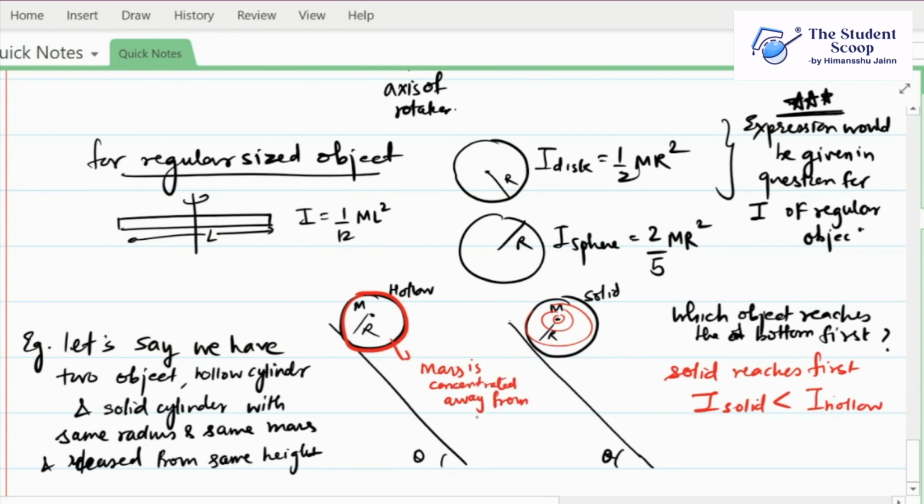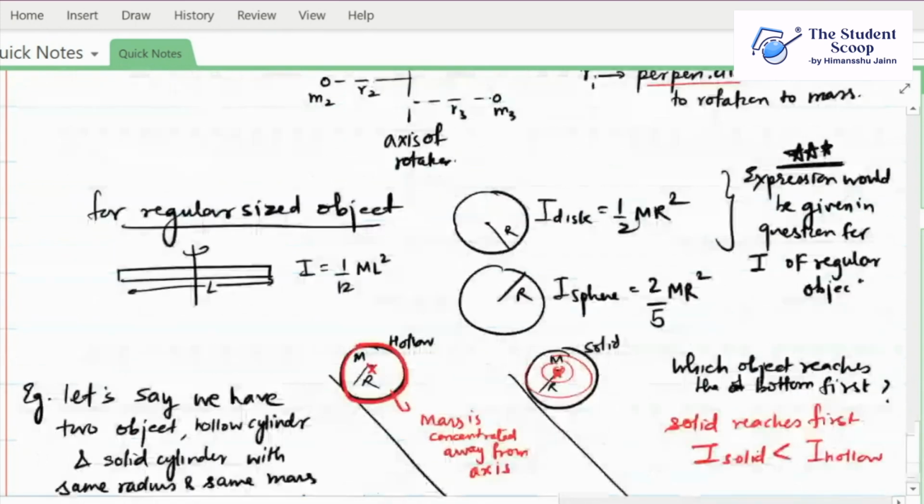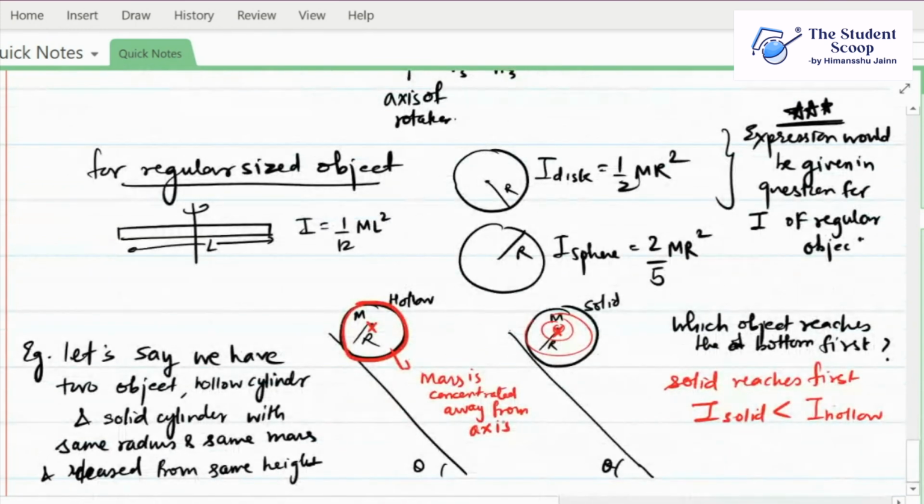Where is the axis of rotation? The center is the axis of rotation, correct? The mass is concentrated away from the axis. Now, what is the distance? What are the factors it depends on? It depends on the perpendicular distance from the axis. So the higher the perpendicular distance from the axis, the higher the moment of inertia. So that's the reason why.